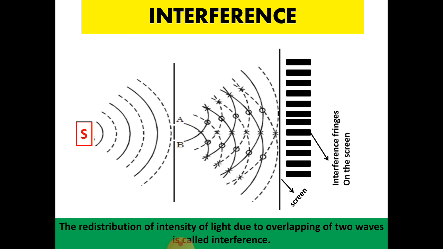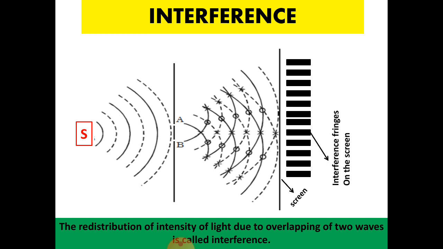Here, the crests of the waves are shown by thick lines and troughs are shown by dashed lines. At points where the crest of one wave meets the crest of the other wave or the trough of one wave meets the trough of the other wave, the waves are in phase and the displacement is maximum and these points appear bright and these points are marked by crosses and this type of interference is said to be constructive interference.